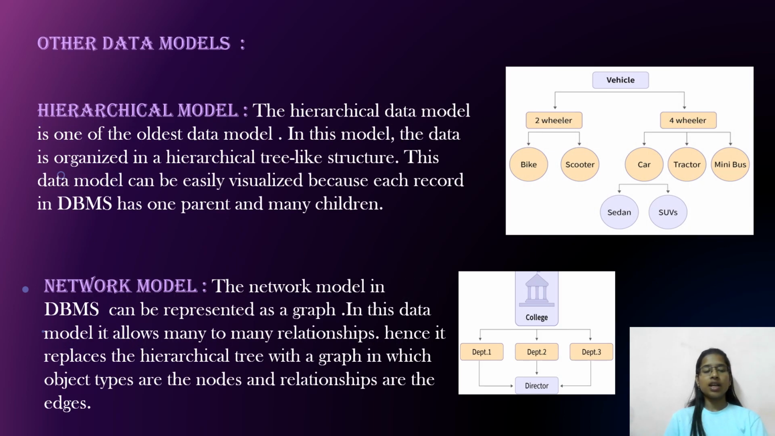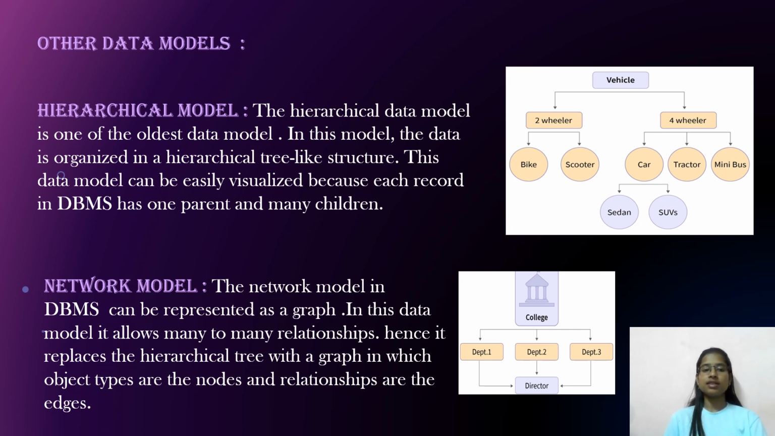So the other data models are hierarchical data model. This is a data model in which the data is stored in the form of records and organized into a tree-like structure. As you all can see in the picture, one parent node can have many child nodes, which are connected through links, like the vehicle, in which two-wheeler and four-wheeler contain many child nodes like bike, scooter, car, tractor, minibus. These are all connected through links.